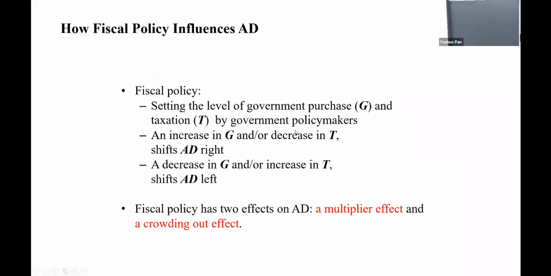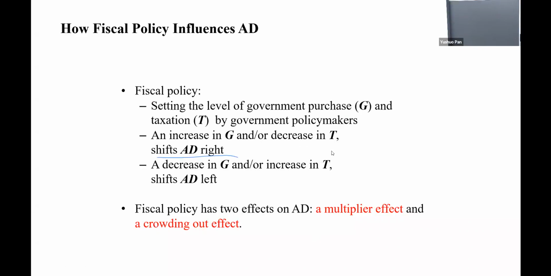Okay, so far we have seen the effect of monetary policy on the aggregate demand curve. How about fiscal policy's influence on the aggregate demand curve? Fiscal policy includes government purchases and taxation, right? These two are called fiscal policy. An increase in G or a decrease in T will shift AD to the right.